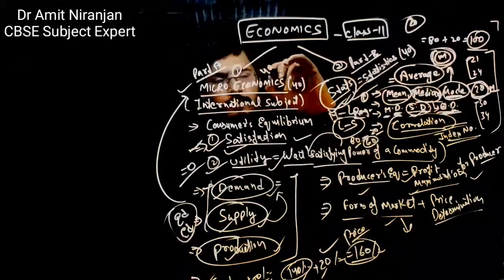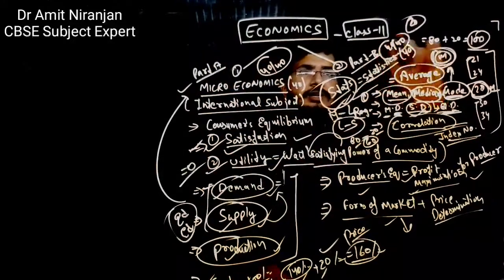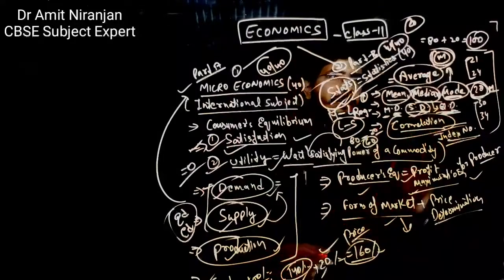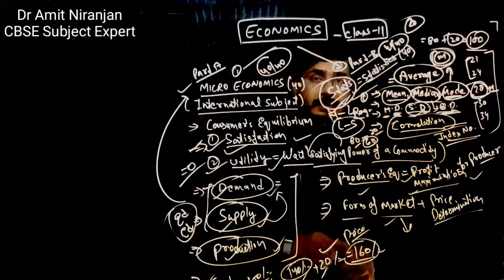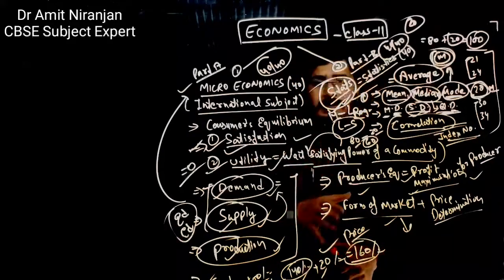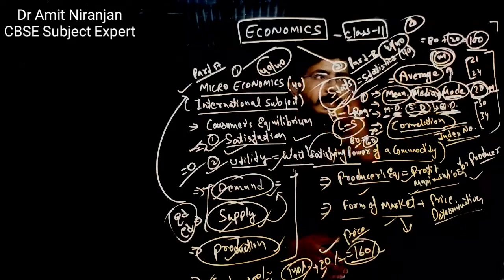You will easily score 40 out of 40 from this part and 40 out of 40 from this part. So 40 plus 40 is equal to 80, and 20 if you are good at projecting things, good at explaining things, good at understanding each and every part, and you can easily relate economics to real world problems, then definitely you will get the 20. So 80 plus 20 is equal to 100.